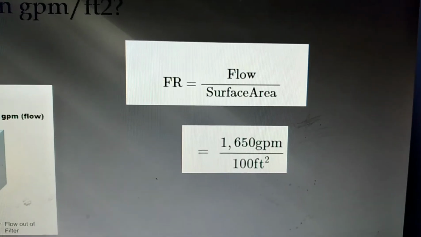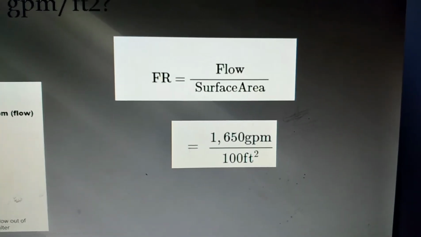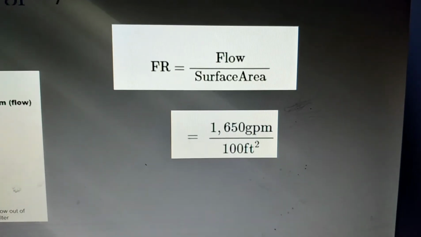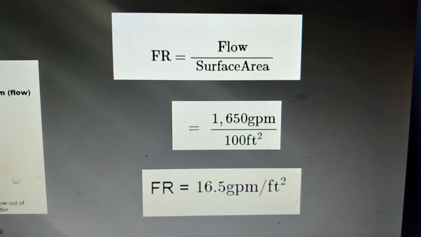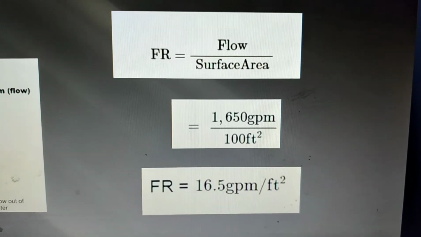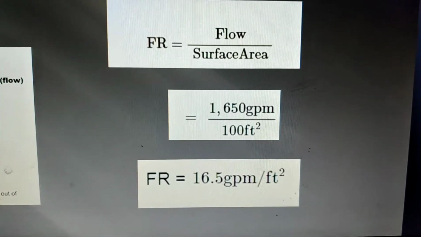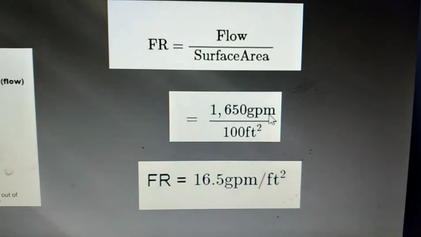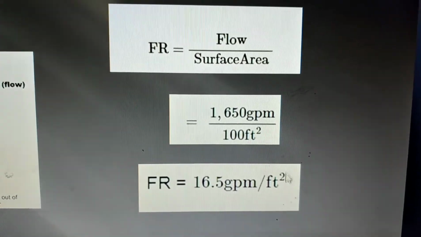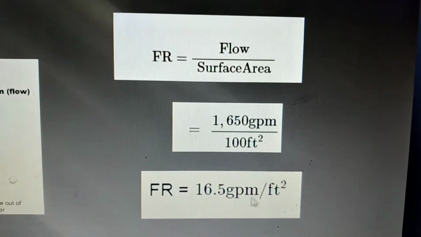So 1,650, that's our flow. Then the surface area is the 100 square foot. So our filtration rate now, when you divide the two, 1,650 divided by 100 is 16.5 gallons per minute per square foot. So here, GPM per square foot. So that is the unit of filtration rate, GPM per square foot.